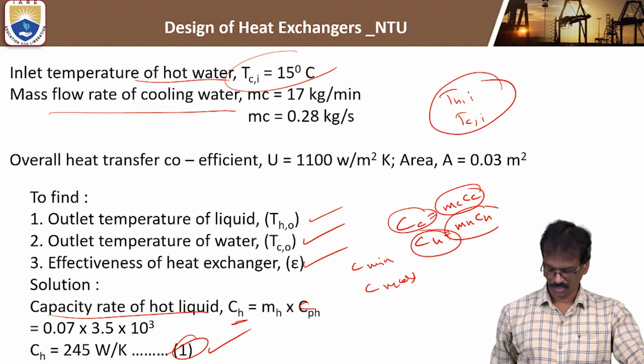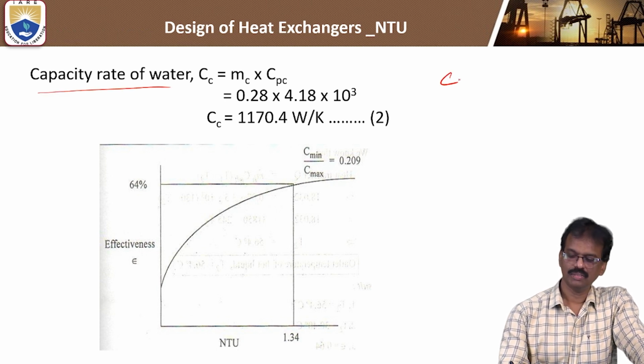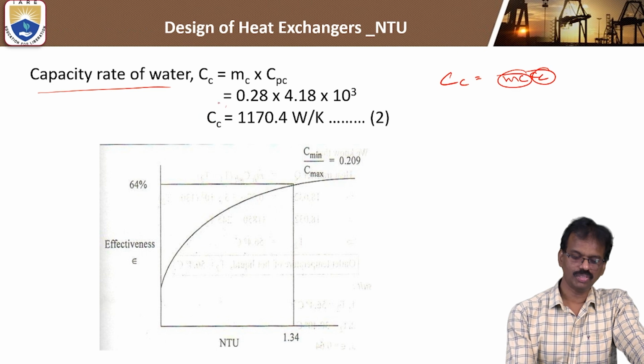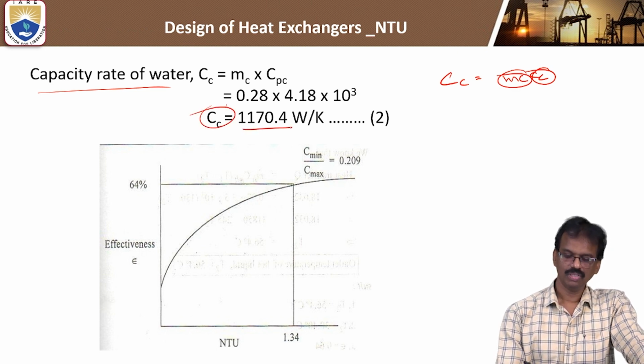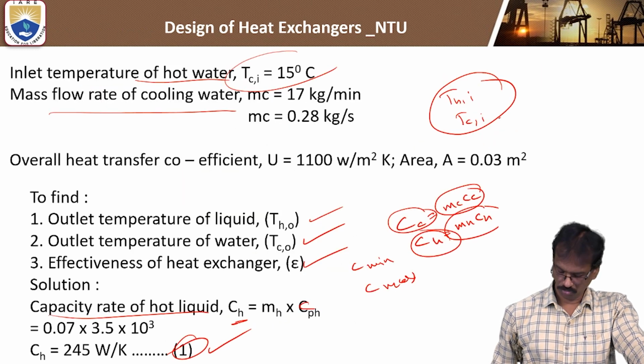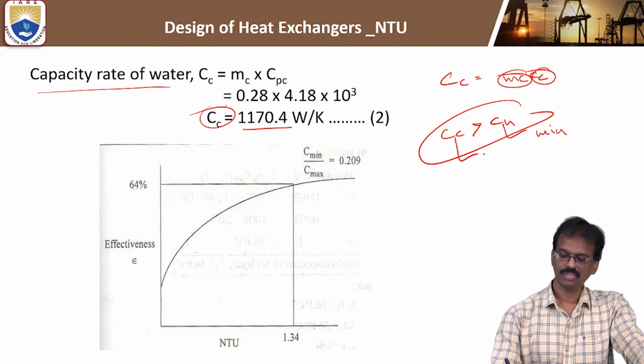Then you have to find out the capital Cc. Okay, so capacity rate of the water. So capital Cc is equal to mc and cc. Specific heat of the water is given. Mass flow rate of the water is also given. Then capital Cc, the capacity rate, is equal to this value. You can observe that Cc is greater than Ch. So you know that Ch is equal to 245, Cc is equal to 1170. So Cc is greater than Ch. So it means CH is the minimum and CC is the maximum.